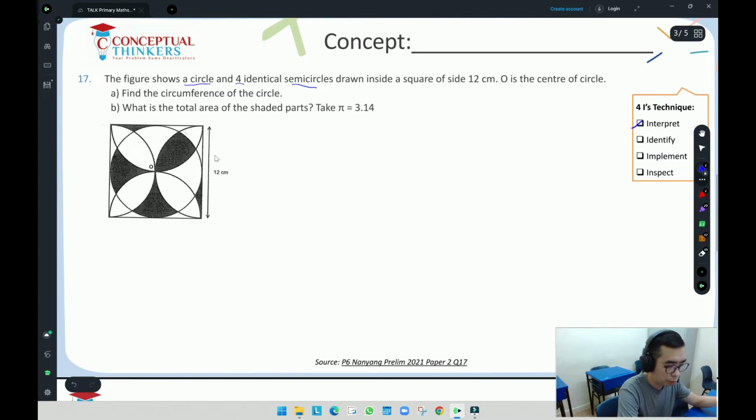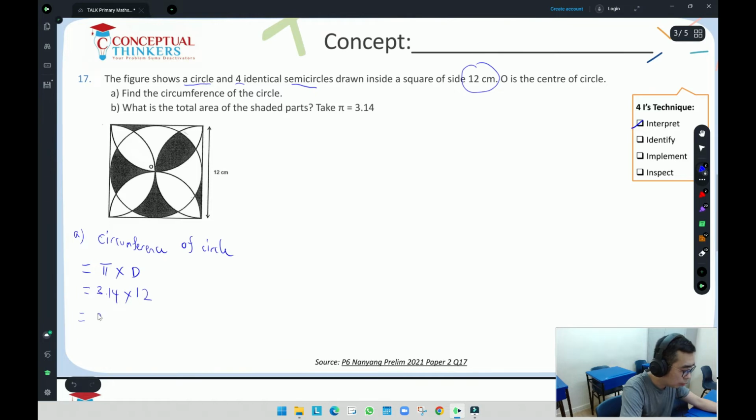So first let's try to find out what is the circumference of the circle. So let's put our part A here. To find the circumference of the circle, we use the formula pi times diameter. Now the diameter of the circle will be 12 cm. So the circumference of the circle will be equal to pi times diameter. Our pi here is 3.14, then the diameter is 12 cm as I mentioned earlier. So this will give me 37.68 cm.